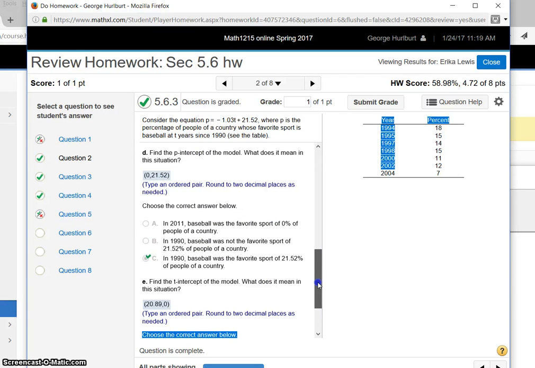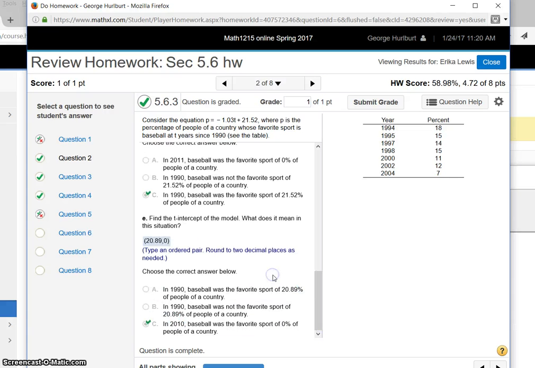And then finally, find the t-intercept. To find the t-intercept, you would plug 0 in for the p number. And again, you'd have to solve. You move the 21.52 over, you divide by the negative 1.03, and you get 20.89. What that tells me is in about 21 years, nobody says baseball is their favorite sport. So I start at 1990, I go 21 years later. That's what, 2011? So apparently, they said 2010. Okay, close enough. In 2010, nobody likes baseball.